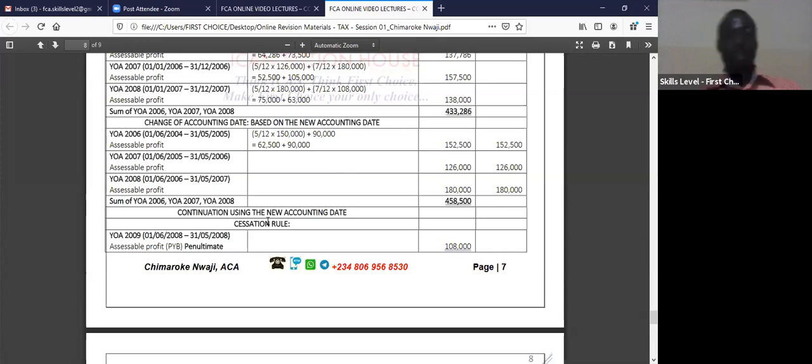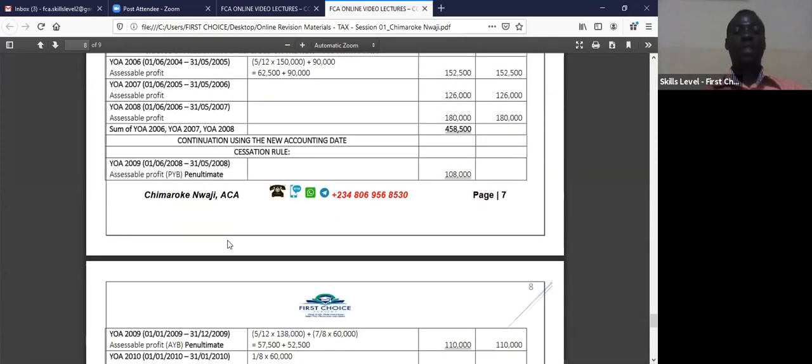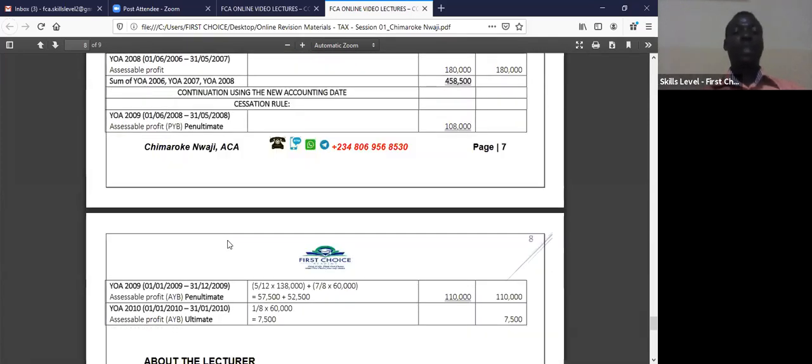Now, it's just coincidentally that the next year is the cessation rule that we are activating because the business ended in 2010. So 29 becomes your penultimate year. When you get your penultimate year, you have to do PYB. Of course, the new accounting date becomes the new normal. So your penultimate year becomes penultimate year based on the new accounting date, not the old one that has been changed.